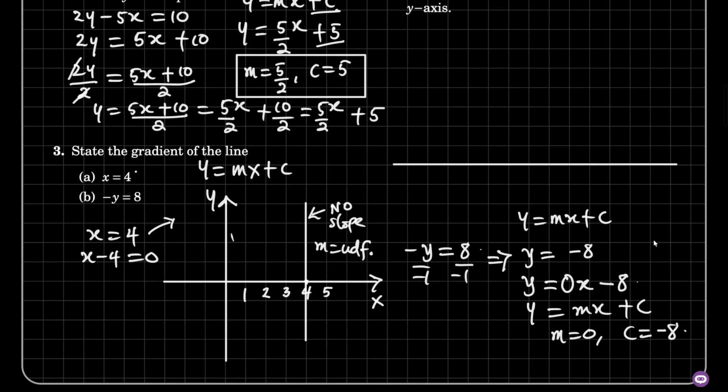So if I am to draw the graph for that, then this is what it's going to look like. So let's say I mark my -8 somewhere here, -8. Then my zero slope is going to be such that it's going to be parallel to the x-axis.